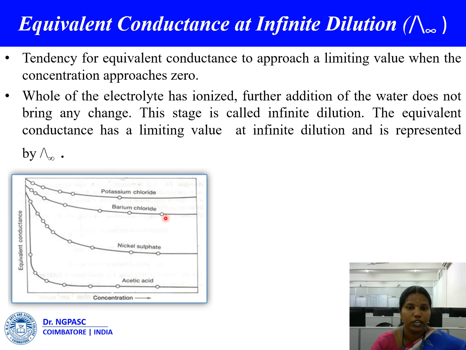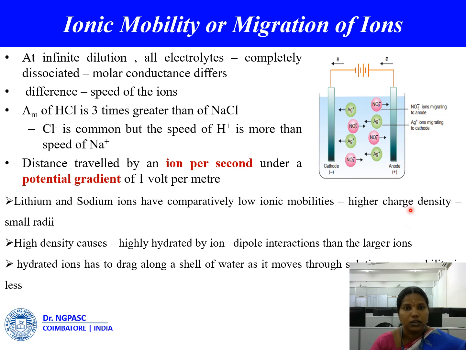See, in this figure, you can notice that for a strong electrolyte like potassium chloride, we can calculate the equivalent conductance at infinite dilution by extrapolating. But in case of a weak electrolyte like acetic acid, we cannot calculate the equivalent conductance at infinite dilution, because the extrapolation will give insufficient data. In that case, we can go for an indirect method, the application of Kohlrausch law, which will be explained in the upcoming slides. Next, we'll see what is ionic mobility or migration of ions.